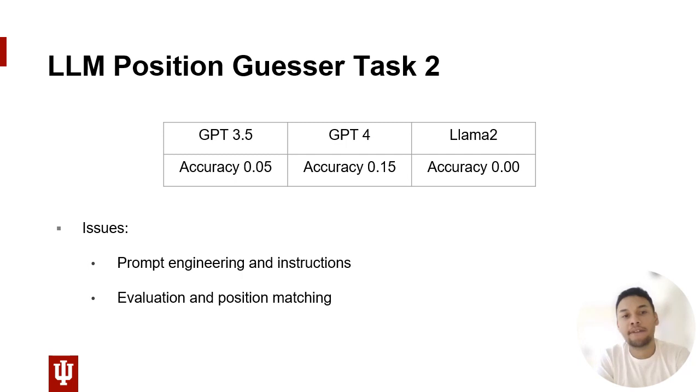So looking at task 2, we tested 3 large language models, GPT 3.5, GPT 4, and Llama 2. And for task 2, we see a drastic drop in accuracy for all 3 models, with GPT-4 having the highest accuracy of 15%. And some of the issues that we've identified were probably due to prompt engineering and instructions, as well as the evaluation and the position matching.